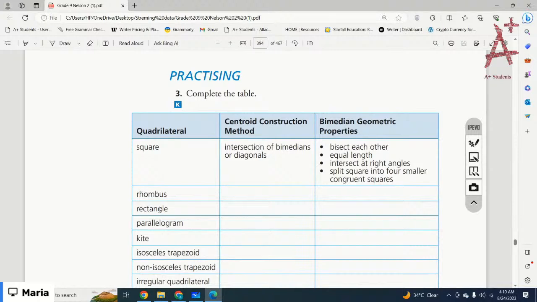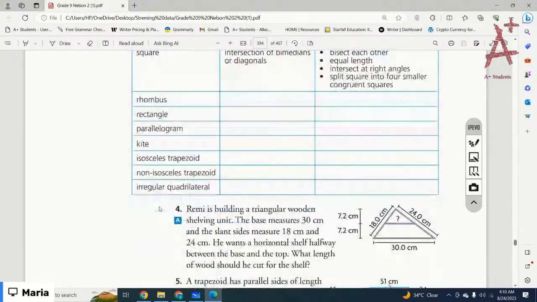Then the non-isosceles trapezoid. The centroid of a non-isosceles trapezoid is the intersection of the bimedians. The bimedians of a non-isosceles trapezoid intersect and divide the trapezoid into four irregular quadrilaterals. The centroid of an irregular quadrilateral is the intersection of the bimedians. The bimedians of an irregular quadrilateral intersect and divide it into four irregular quadrilaterals.